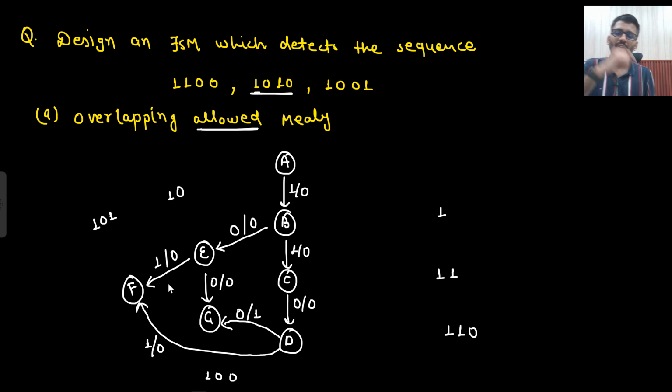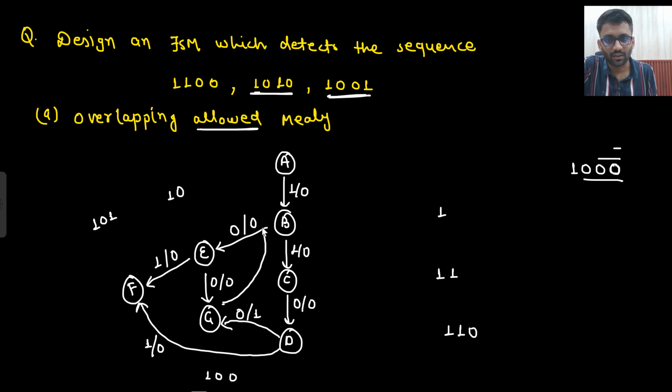Let's think about the next one now. What will be the next? Let's think about G now. At G I am having 100. If the next bit is 0, what will G think? That the sequence is not detected, because the job was to detect this sequence. Now I will look for the best possible case. 000, do I see it anywhere? No. 00? No. Single 0? No. I will have to go to the state A only.